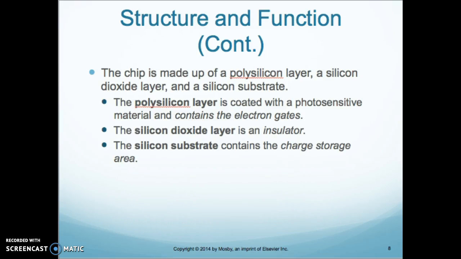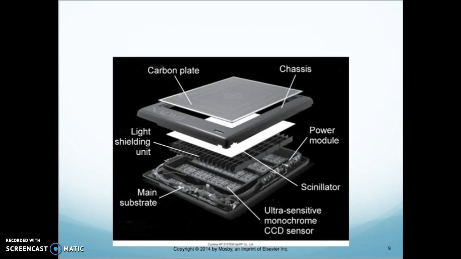The chip is made up of a polysilicon layer, a silicon dioxide layer, and a silicon substrate layer. The polysilicon layer is coated with a photosensitive material and contains the electron gates. The silicon dioxide layer is the insulator, and the silicon substrate contains the charge storage area. So here are all the layers of your CCD, and you can just take a look.